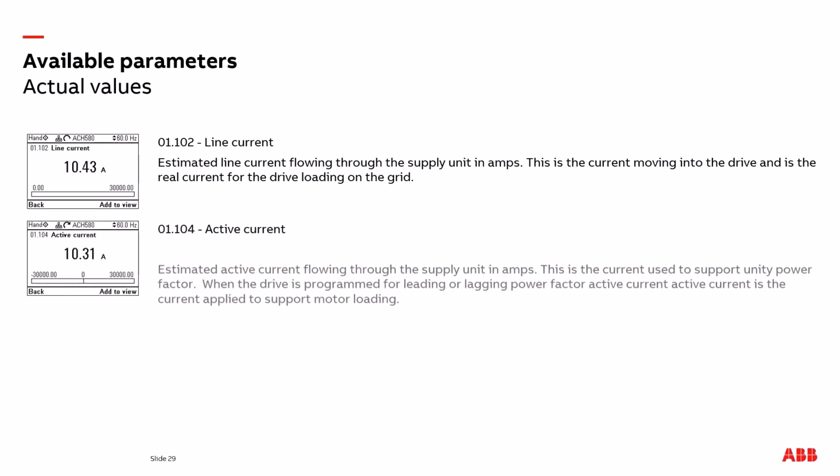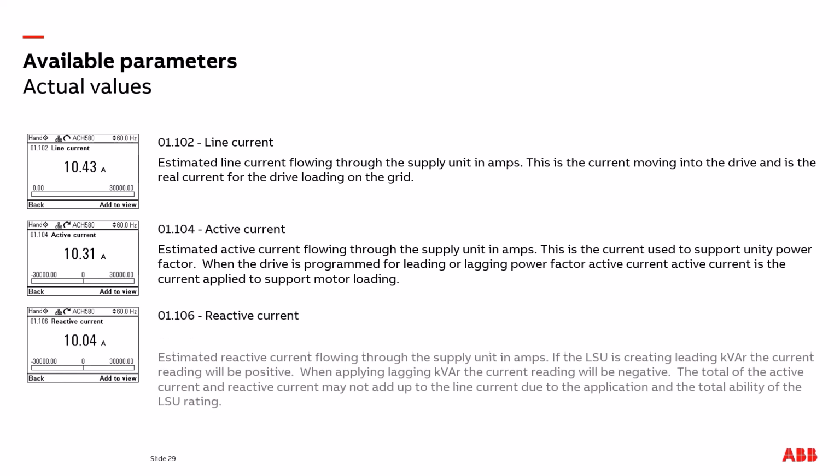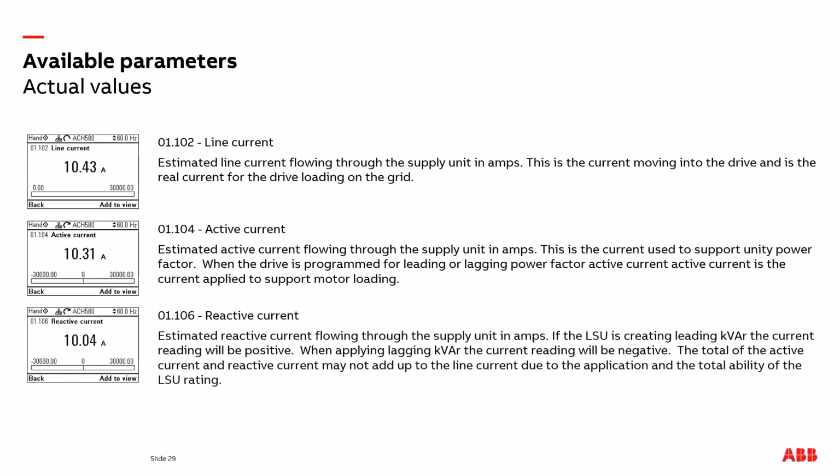Then we have active current. Active current estimates the amount of current flowing through the supply system in amps. This current is used to support unity power factor. When the system is programmed for leading or lagging power factor, the active current is the current applied to support the motor loading, not what's actually happening to the whole system. Reactive current is the estimated reactive current flowing through the system in amps. If the line supply unit is creating leading kVAR, the current reading will be positive. If the line supply unit is creating lagging kVAR, the current reading will be negative.